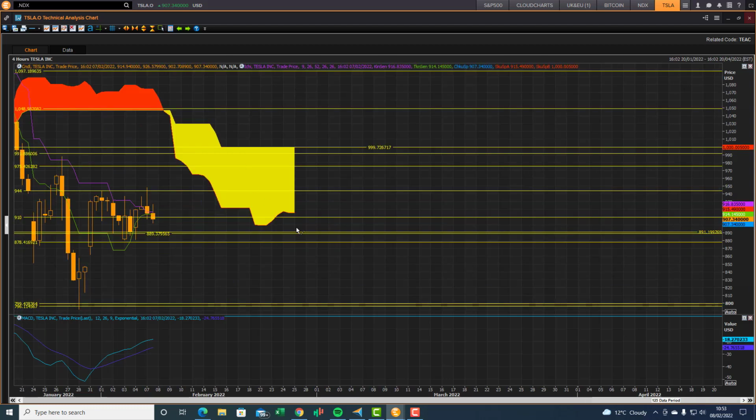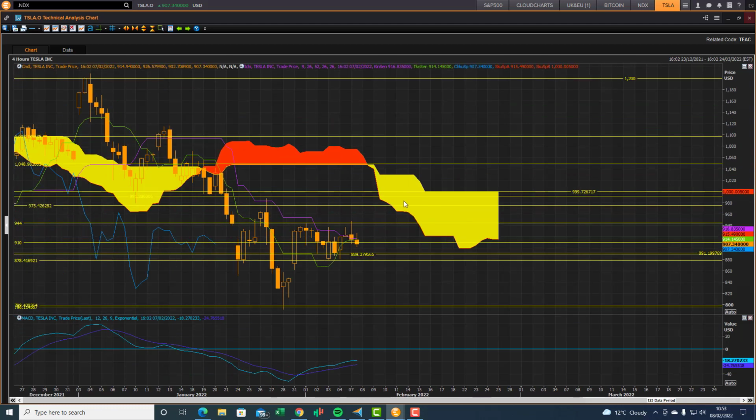The 4 hour still has a bit of work to do, because we've got a long way to go before we can really say we're extremely bullish on the 4 hourly. But we have our upside resistance targets at these levels: 944, 975, and about $1,000. Those are the upside resistance targets. And we also know what our potential rebound zones are, so we have a range to swing trade within these parameters.